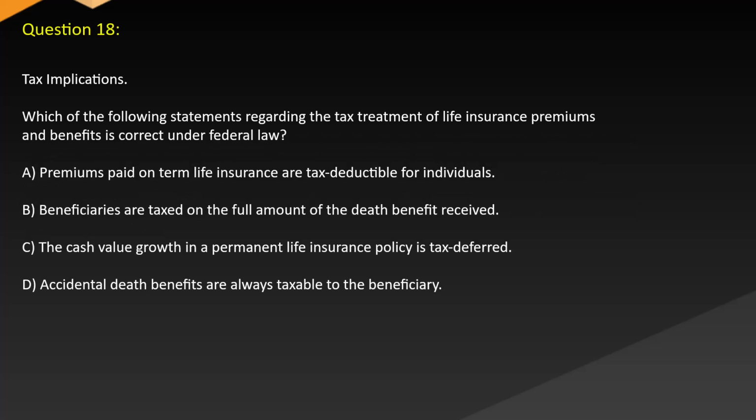Question 18. Tax implications. Which of the following statements regarding the tax treatment of life insurance premiums and benefits is correct under federal law? A. Premiums paid on term life insurance are tax deductible for individuals. B. Beneficiaries are taxed on the full amount of the death benefit received. C. The cash value growth in a permanent life insurance policy is tax deferred. D. Accidental death benefits are always taxable to the beneficiary.